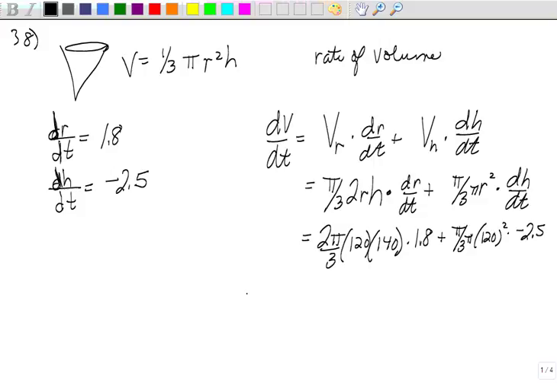And when we work it out, and don't forget the units, it's volume over second. Because it's dV/dt, this is change in volume over the change in time. So the units are volume over time.